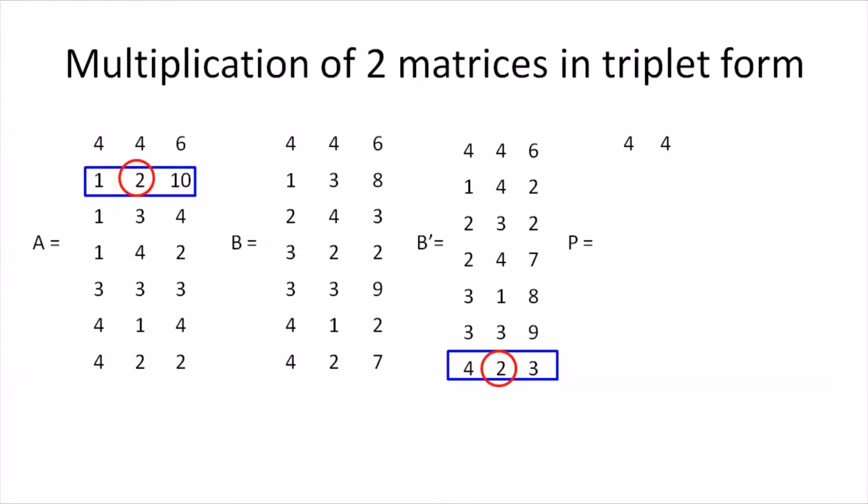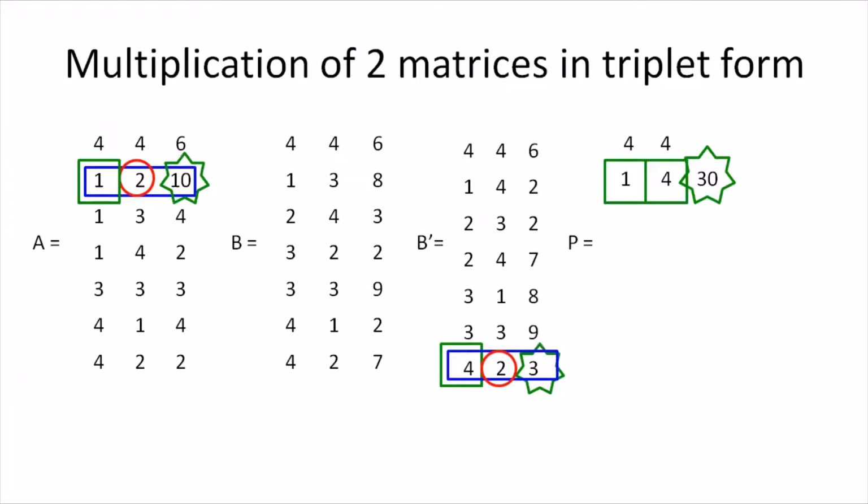Now, since these two values match, we will create an entry in the matrix P such that the 0th column of the matrix A gets copied to the 0th column of the matrix P. The 0th column of matrix B dash gets copied to the 1st column of the matrix P. The product of the elements of the two rows, that is 10 and 3, that is 30, gets stored in the second column of the resulting matrix P.